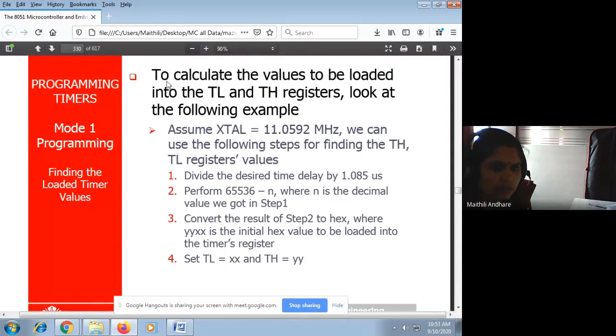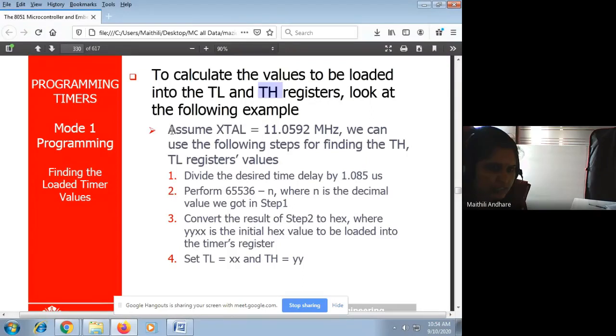So see, to calculate the values to be loaded into the TL and TH registers, look at the following example. See the statement properly. Right now, what we have done is, the initial value loaded in the timer register is given, and from that we have calculated how much delay is generated. Now, to generate X amount of delay, what value is to be loaded in the TL and TH registers is to be calculated. Are you getting the difference between these two tasks?